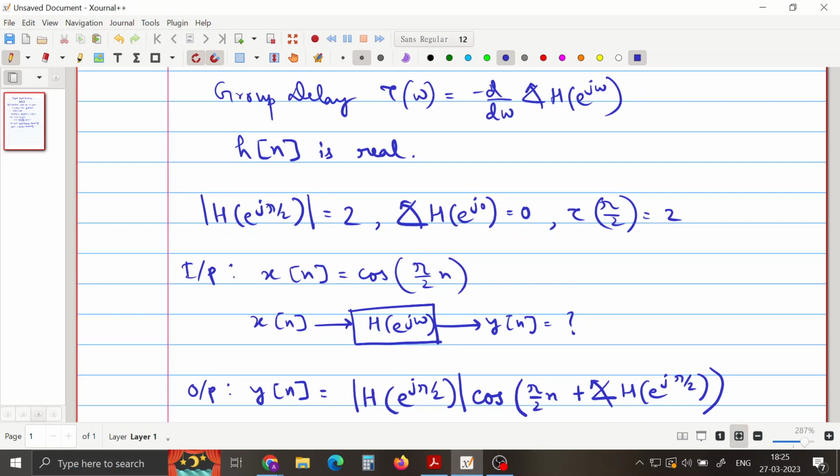Excuse me, sir. Is there any formula like that, output y of n is equal to modulus of e power j something? Does it have any formula like that? Yes. So that's what I was saying.